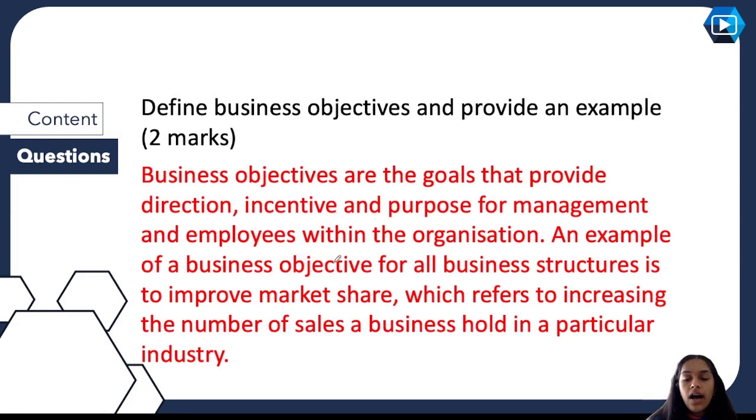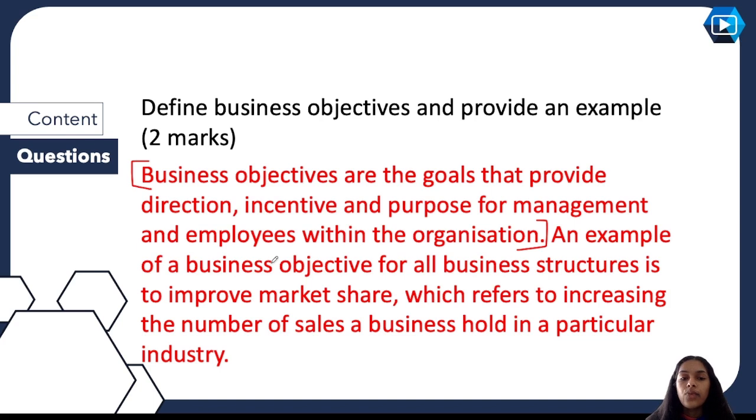Business objectives are the goals that provide direction, incentive, and purpose for management and employees within an organization. So that first part is that definition. An example of a business objective for all business structures is to improve market share, which refers to increasing the number of sales a business holds in a particular industry. And so they've provided an example of that business objective.